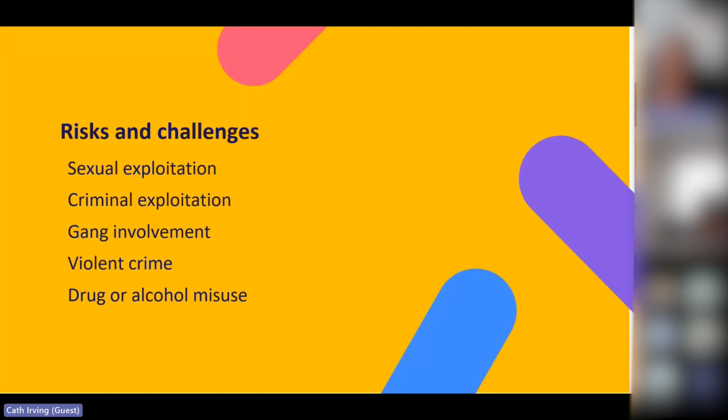The DfE guidance states that it would not be appropriate for young people who are known to be at risk of going missing to be placed in supported accommodation. However, you need to have those appropriate policies and procedures in place should it happen from your accommodation.